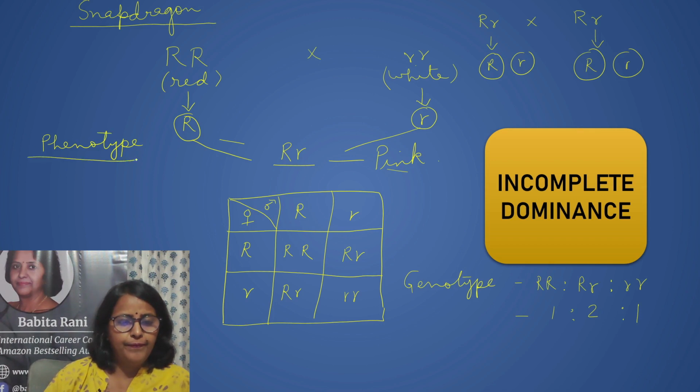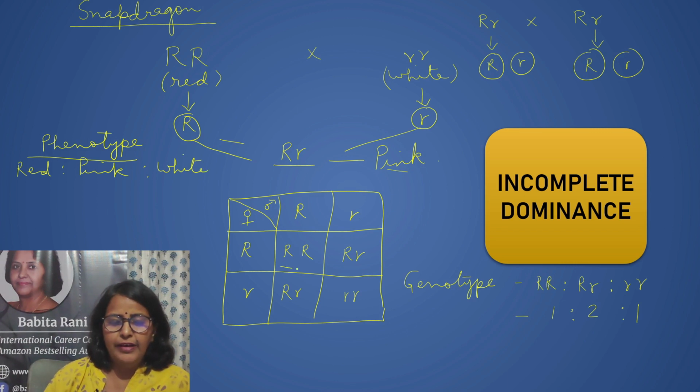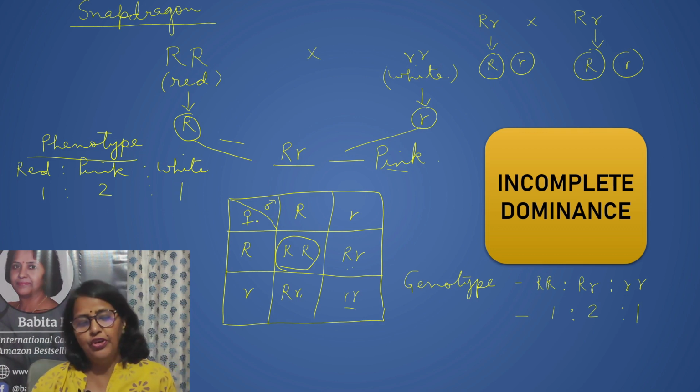Phenotype: red is to pink is to white. This will be red because we have capital R as red. So, we have only one red. These two will be pink, and this will be white. As you can see over here, this is white. So, phenotypic ratio is also 1 is to 2 is to 1. Genotypic ratio is also 1 is to 2 is to 1.